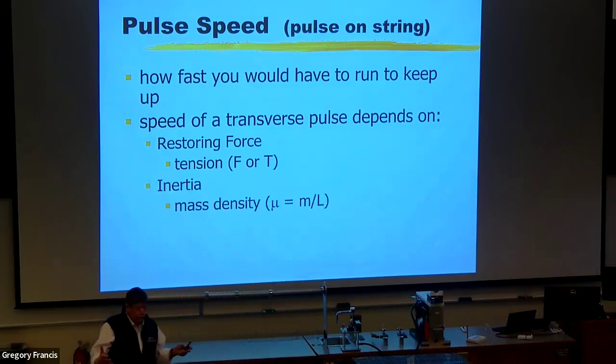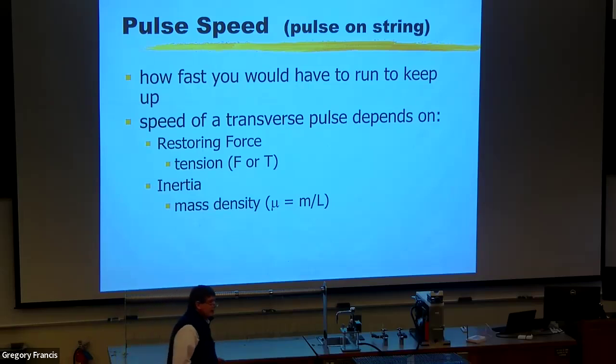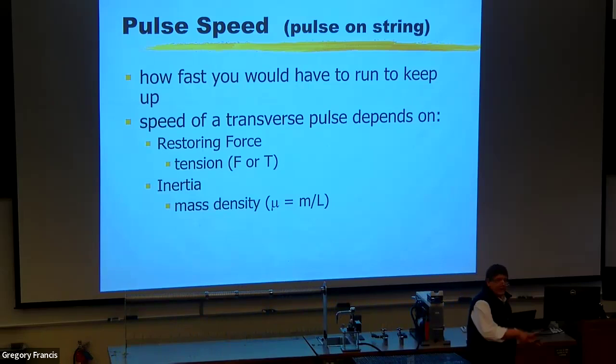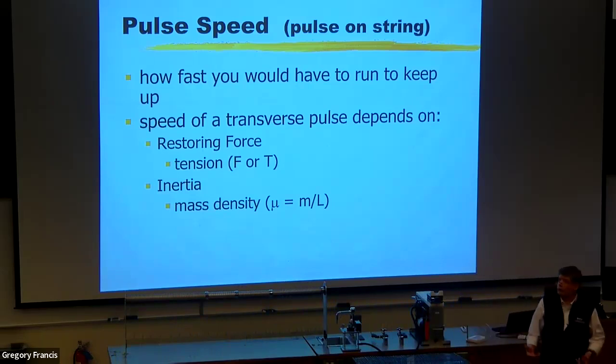Now, if I've got two ropes from the same factory, and one of them is 1 mile long and one of them is 2 miles long, your gut tells you the 2 mile long rope is going to have twice the mass. But if I send a pulse down both of those ropes, it's going to be the same. The pulse doesn't know that one of them is longer. So it's not the total mass that matters, it's the mass per unit length. And we call that the linear mass density.